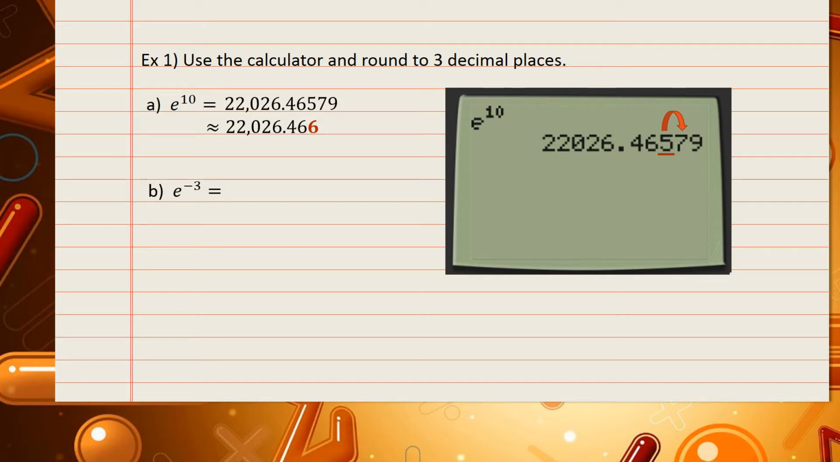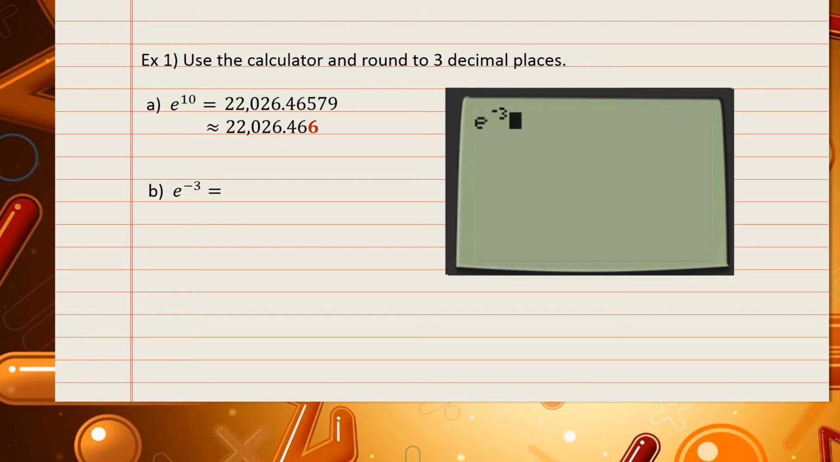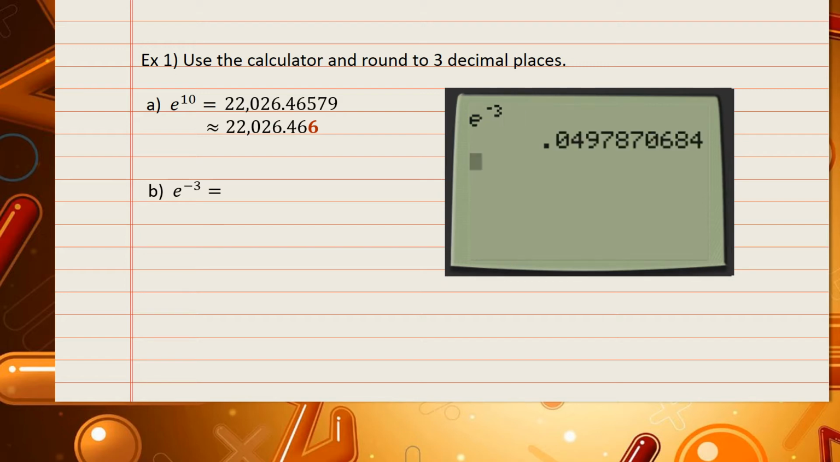For B, we have e raised to the negative third power. Again, because it's e raised to a power, select second, LN, and then type in a negative 3, and your screen should look similar to mine. Once it's typed in, click Enter, and you should get the following value of 0.0497870684.